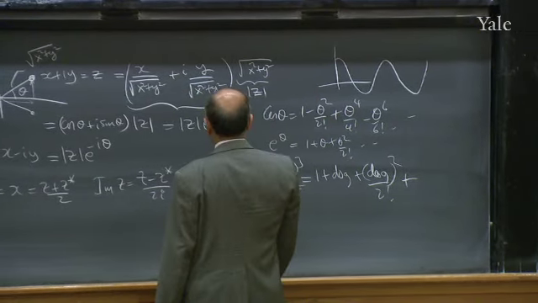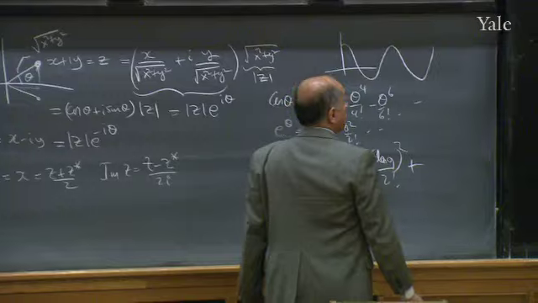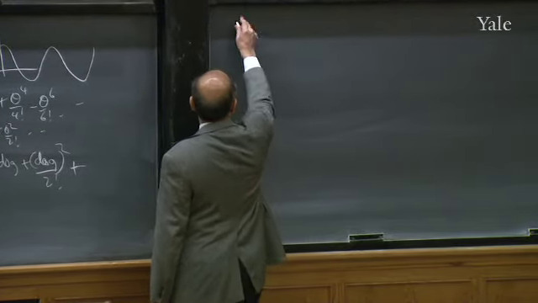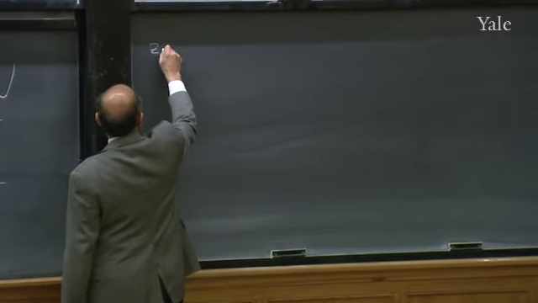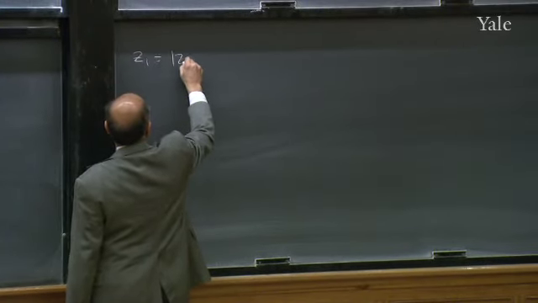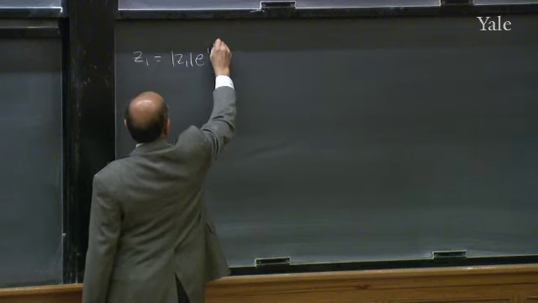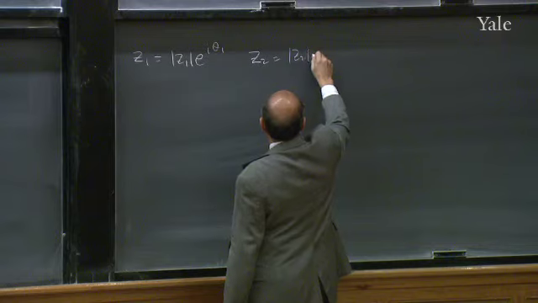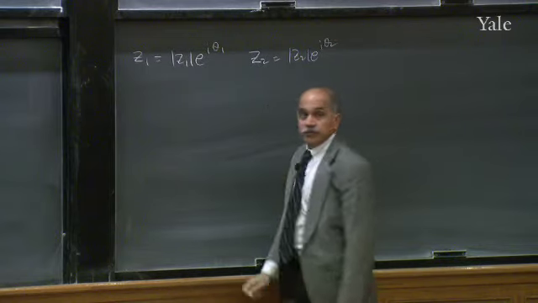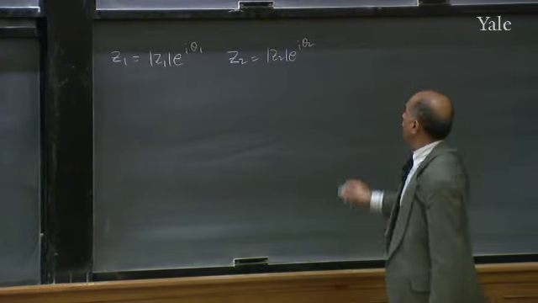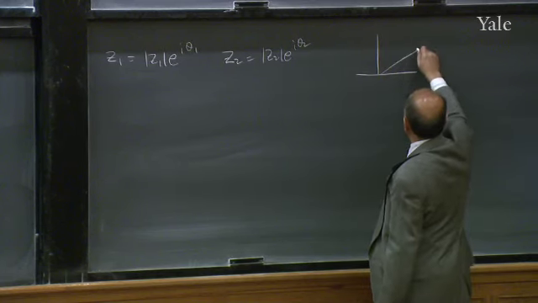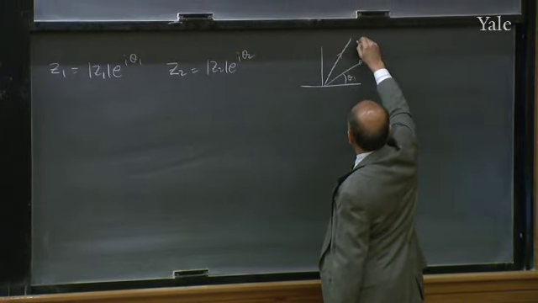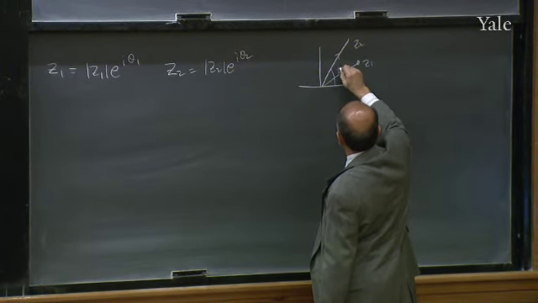Here's something very useful about complex numbers. Let's take a complex number z1, which is mod z1 e to the i theta 1, another complex number z2, which is mod z2 e to the i theta 2. So what do they look like? Well, z1 looks like this at some angle theta 1. z2 may look like that. It's got some angle theta 2.